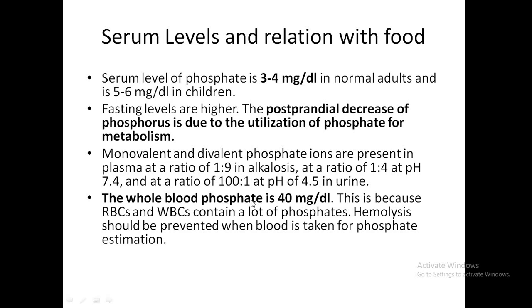The whole blood phosphate is 40 milligram per deciliter. This is almost 10 times more than the serum level. This is because WBCs and RBCs contain a lot of phosphate. So hemolysis should be prevented when blood is taken for phosphate estimation.